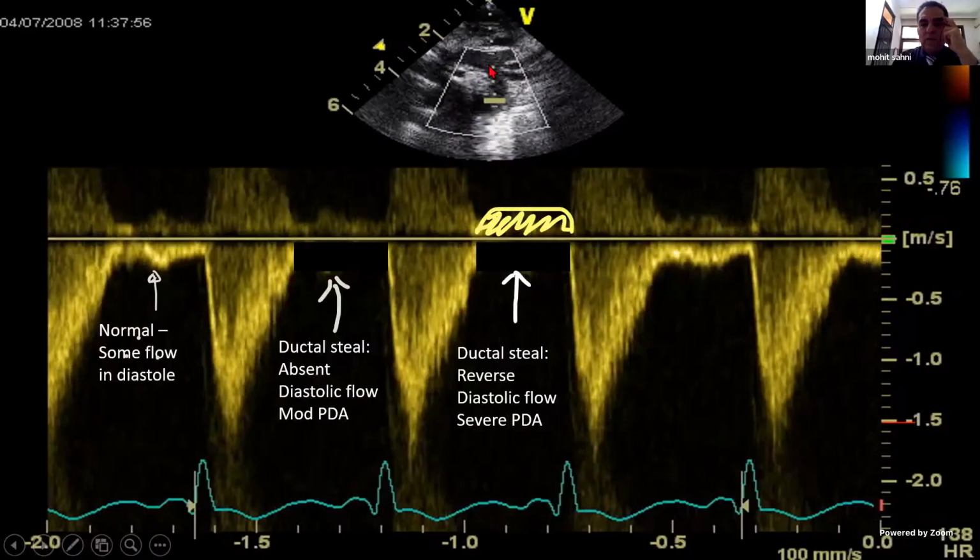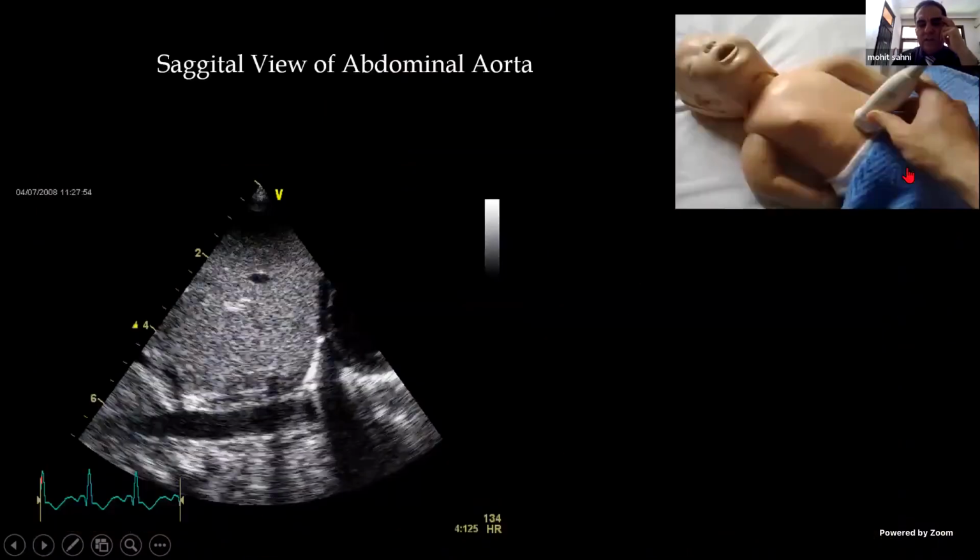This is the aortic view, arch of aorta. In the descending aorta, after the 3rd branch of aorta, we put a pulse wave Doppler. This is the normal tracing. These are the two systolic peaks, and in between there is a diastolic flow. There has to be some diastolic flow in normal conditions, because if there is a PDA, there will be a ductal steal, and hence the diastolic flow will become absent. So if there is an absent diastolic flow, it means there is a moderately large duct. And if the diastolic flow becomes reverse, then the ductal steal is severe, so that means there is a large PDA.